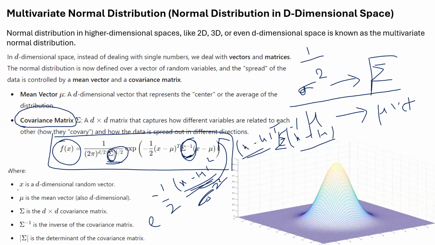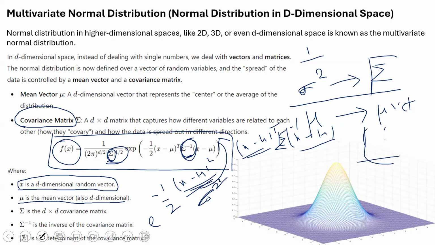So x is a d-dimensional random vector, right? Now every point will not be just a point, it will be a vector in d dimensions. Mu is the mean vector, right? Mu also will be in d dimensions. Let's suppose you are taking two dimensions, x will look like 2 comma 3, for example. If you represent that as a vector, it will be 2i plus 3j. This is the vector, right? So if it is n-dimensional, it will be something like 2 into x1 plus 3 into x2 plus 4 into x3, and so on up to xd, right?